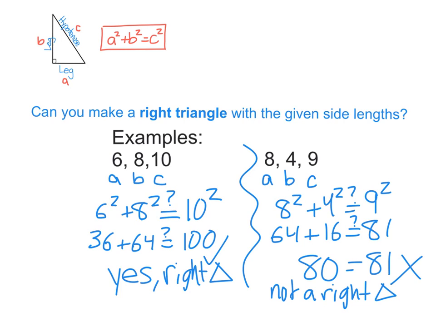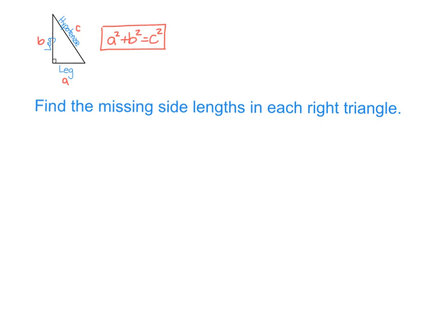Now the angle is probably very close to 90 degrees, because 80 and 81 are so close together, but we know that 80 does not equal 81. The next type of problem you might need to do is to find the missing side length in each right triangle. Remember that our relationship only holds for a right triangle, so you need to look for the little 90-degree symbol in the corner to indicate that it is, in fact, a right triangle.